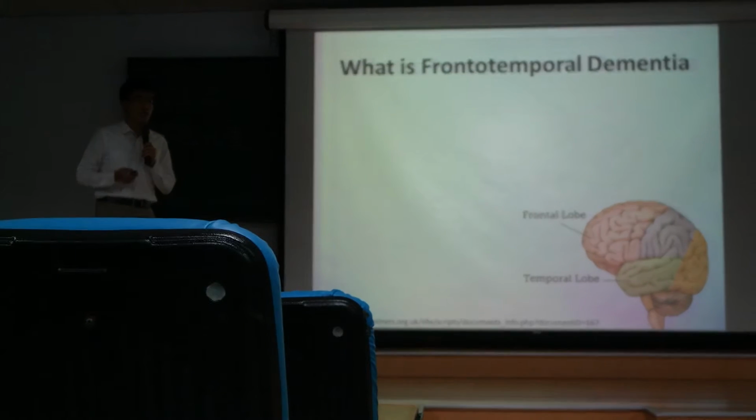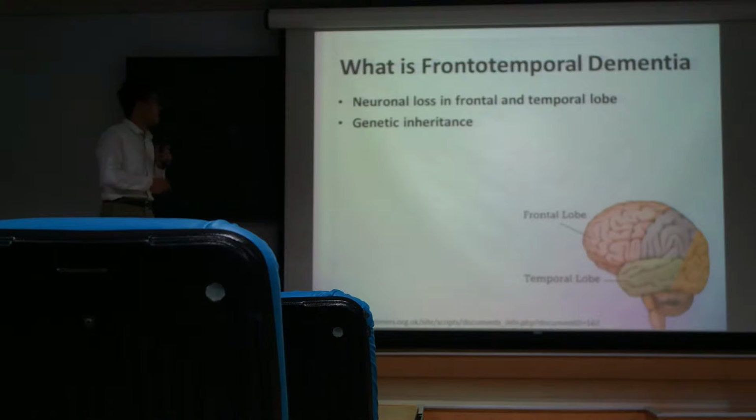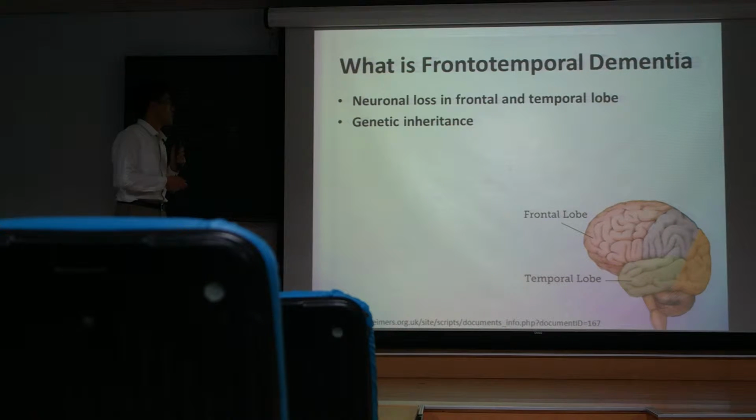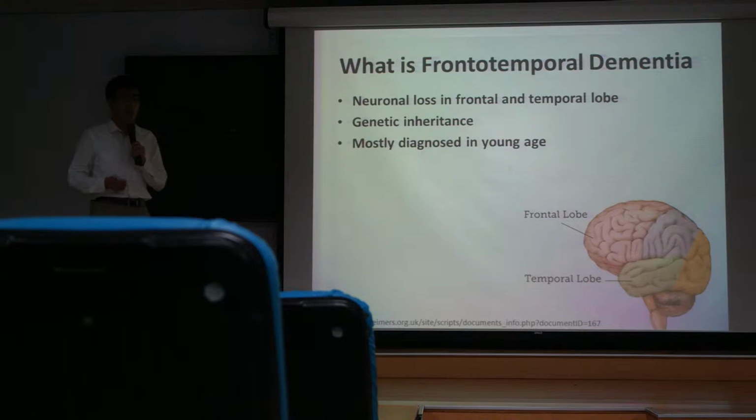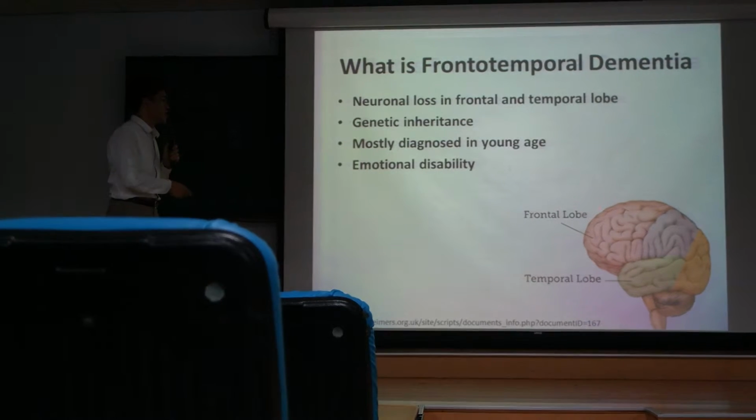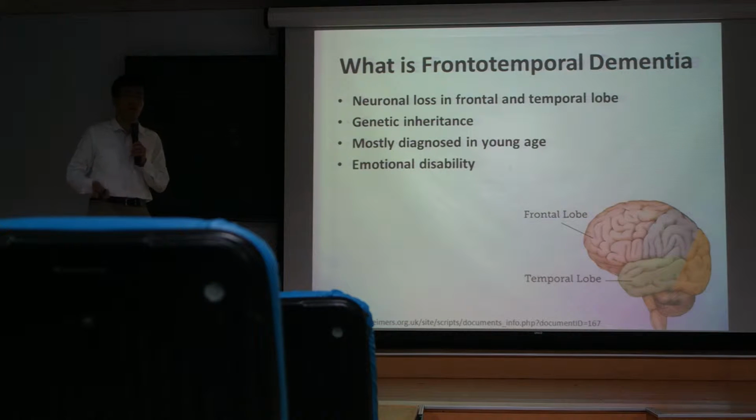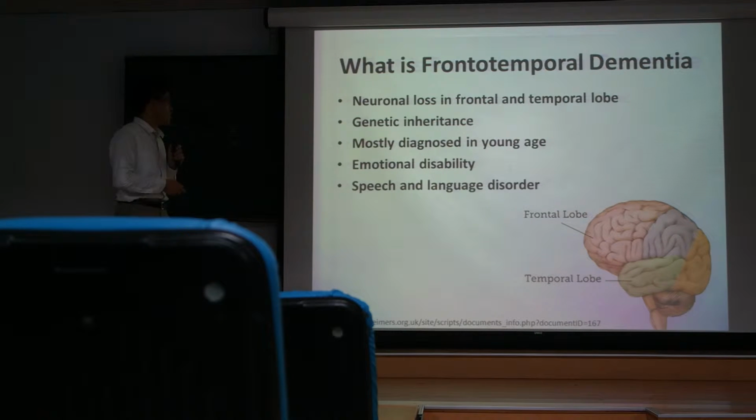Let me tell you some facts about FTD. The first one is quite straightforward: neuronal loss usually happens in the frontal and then temporal lobe. And also it is a genetic inheritance disease, which means that the patient will pass it on for several generations. And third, compared with other kinds of dementia, FTD mostly happens in the younger generation. And because the frontal and temporal lobes usually take charge of behavior and emotional control, FTD patients usually suffer from emotional disabilities and speech and language disorders.